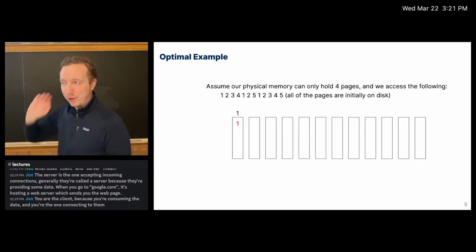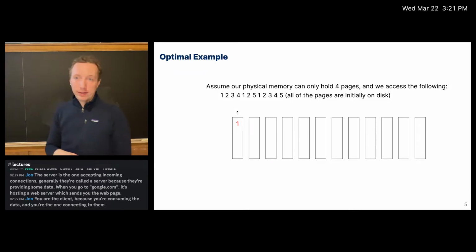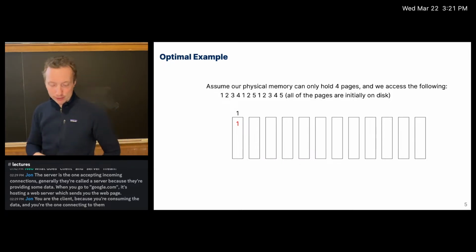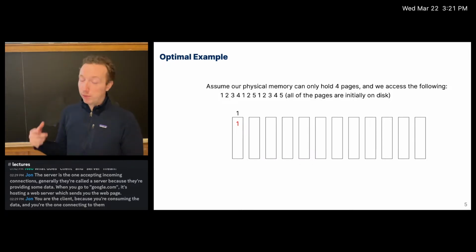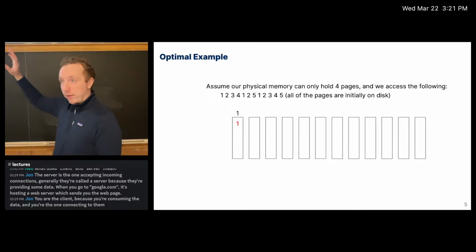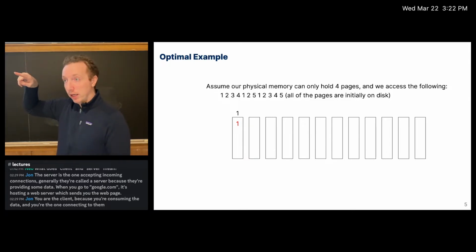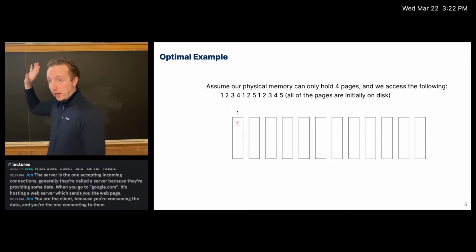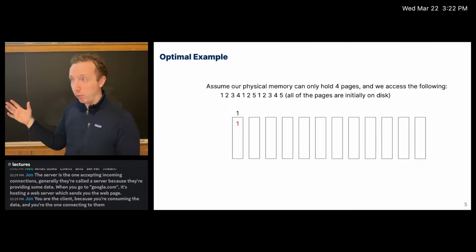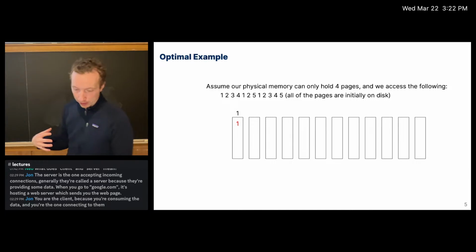Again, we're assuming our physical memory only holds 4 pages, and I'll just tell you the accesses in terms of what page it accesses. So in this example, we're accessing page 1, 2, 3, 4, then 1, 2, 5, 1, 2, 3, 4, 5. At the top of all these, I'll put whatever page we're accessing, and within the box at the bottom is what is currently in physical memory. Whenever I color a page red in physical memory, that means we read it from disk and put it into physical memory.